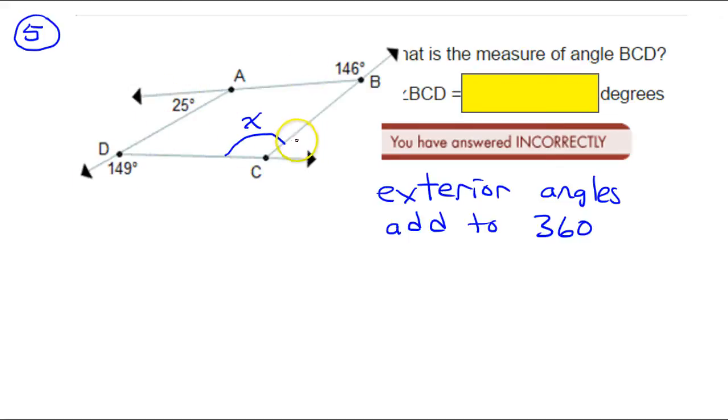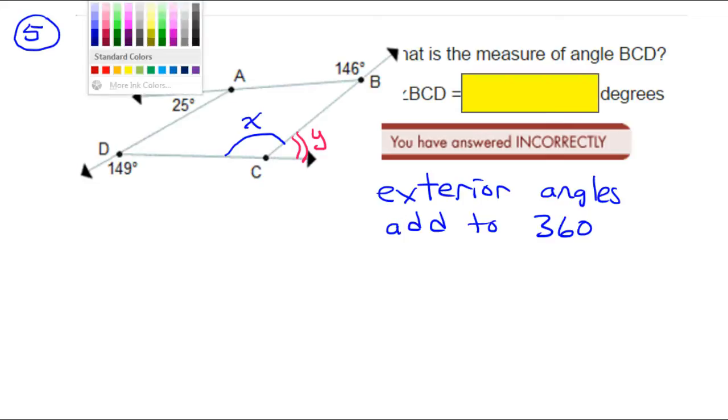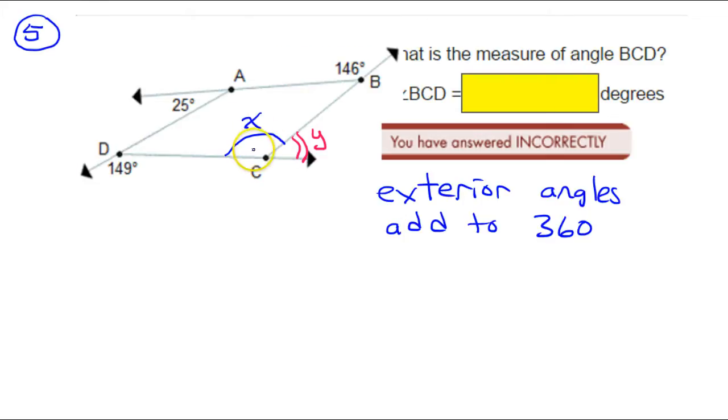Alright, the only exterior angle that I'm missing is this one right here, which I will call Y for a moment. Okay, that's the only missing exterior angle. I've got this one, this one, this one. There are 4, so I'm missing the 4th one. So the sum of the exterior angles, including Y, should equal 360. So let's go ahead and find Y, and then it should be a simple matter to find X.